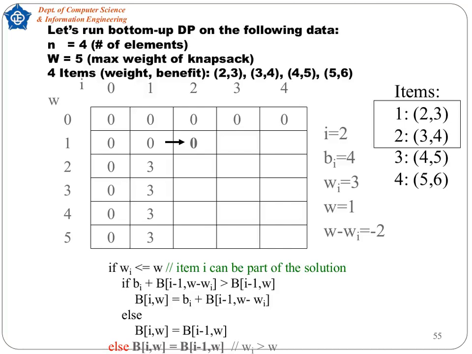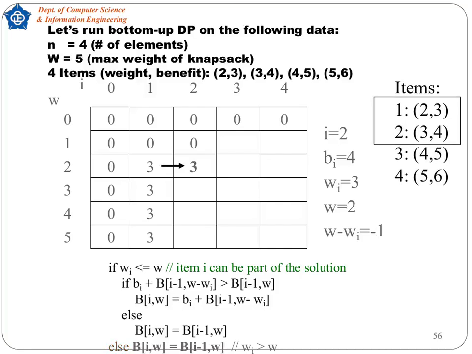In general, for each cell B[i,w], we first check if the current item fits. If it does, we compare 2 options. Include it: benefit b_i plus B[i-1, w - w_i]. Exclude it: B[i-1, w], and take the larger. If it doesn't fit, we just carry forward B[i-1, w]. Repeating this process for all items and capacities fills the table and yields the optimal knapsack benefit.